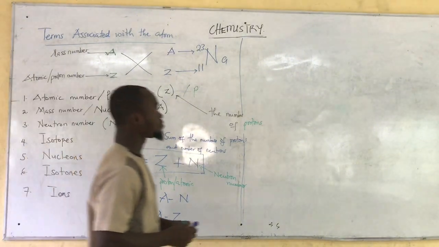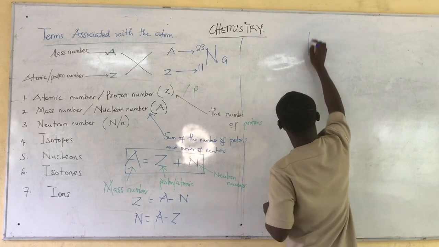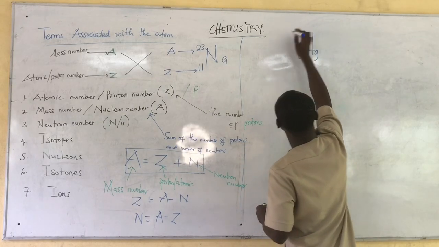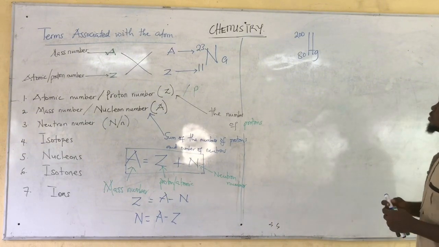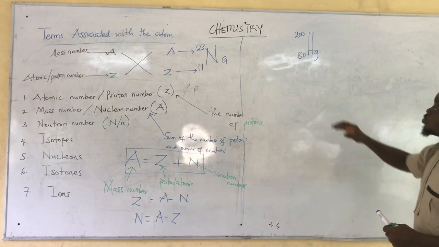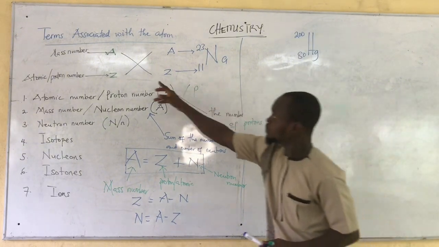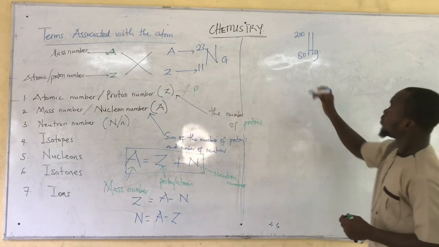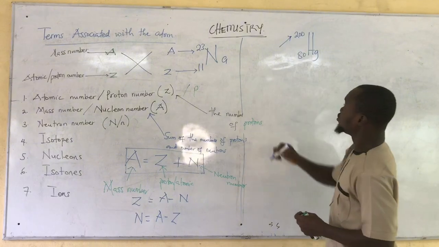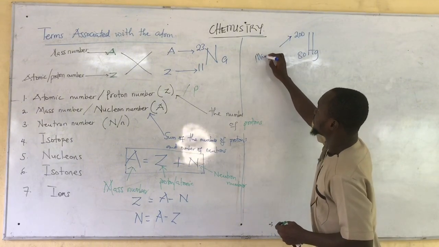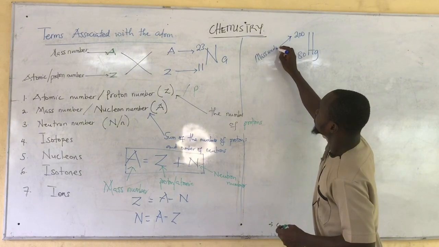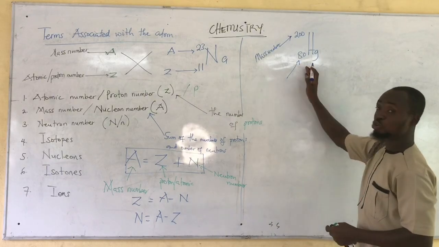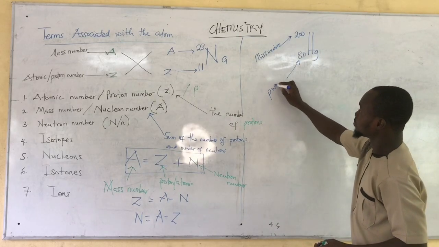For example, let's take an element Hg. Looking at this example compared to the illustration we have here, what does the 200 represent? The 200 represents what we call the mass number. And the 80 over there represents the proton or the atomic number.